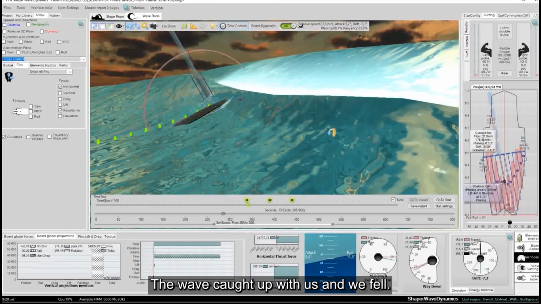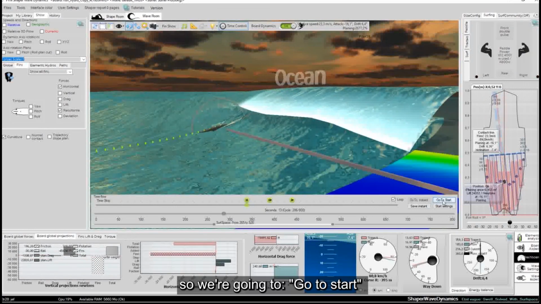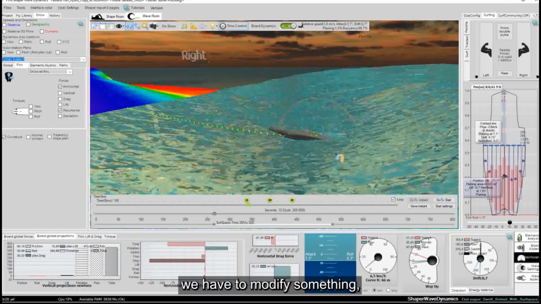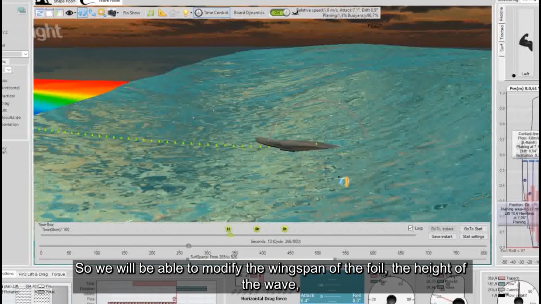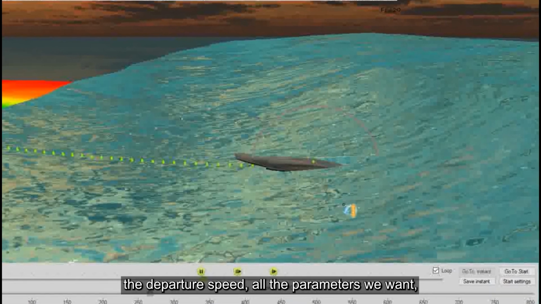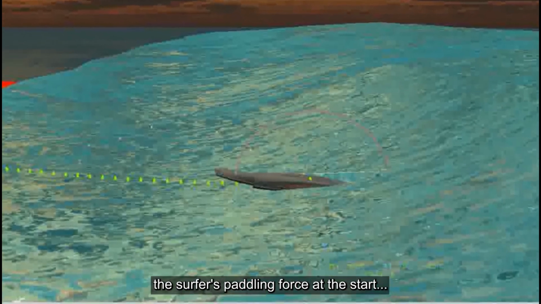The wave caught up with us and we fell. So we're going to go to start. We're going to have to modify something to be able to take off. So we will be able to modify the wingspan of the foil, the height of the wave, the departure speed, all the parameters we want, the surfer's paddling force at the start.